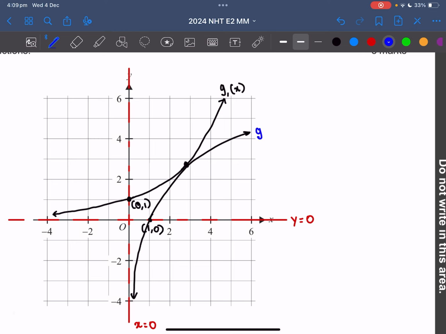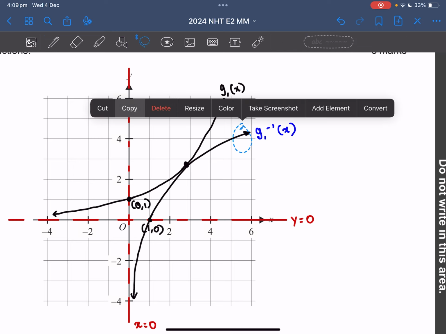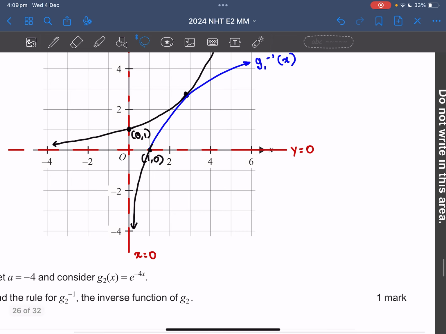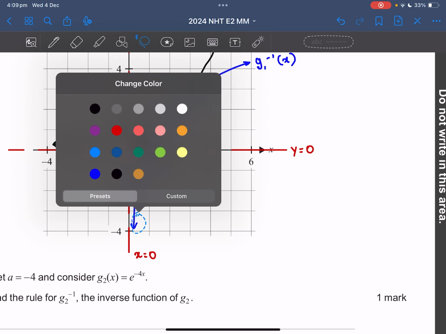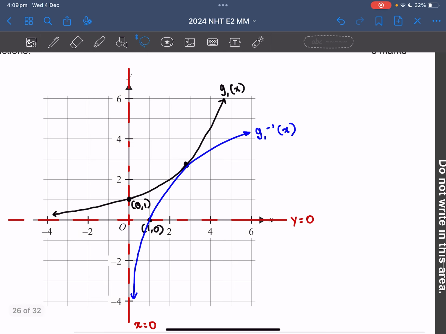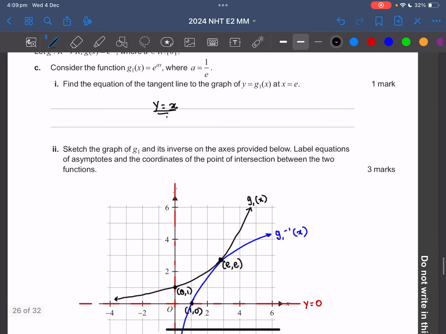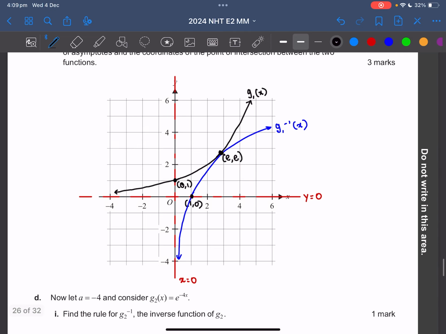So g1 inverse of x. Oh, I did say I'm going to draw this in blue, so I'm going to, okay, blue. Okay, so then our intercept is going to be (e, e). Okay, so that's that.